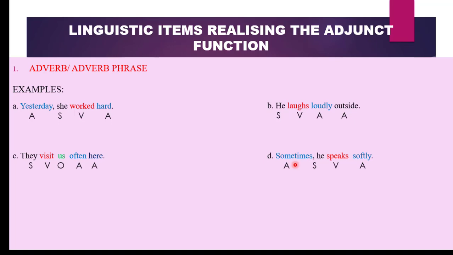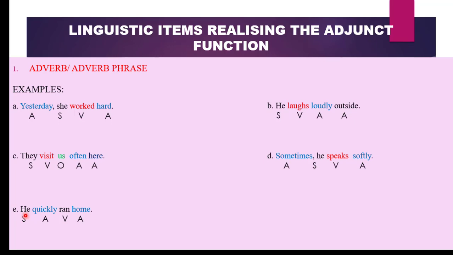In this sentence, how many adjuncts can you count? We have two. Sometimes and softly. So sometimes he speaks softly. Sometimes gives us information about how often the action occurs. So it is an adverb of frequency. Then we have softly, which is telling us the manner in which he speaks. Therefore, it is an adverb of manner. And adverbs function in a sentence as adjuncts. We have the sentence pattern ASVA. The S for he, the V for speaks, and then our two adjuncts.